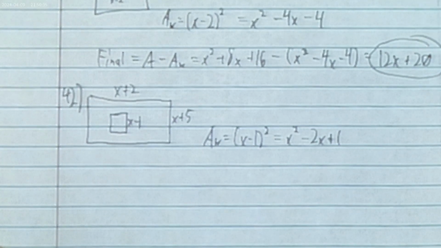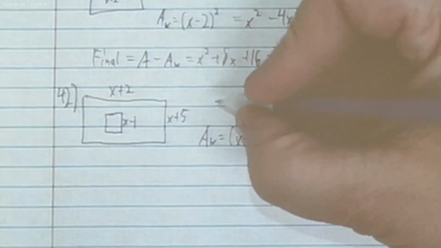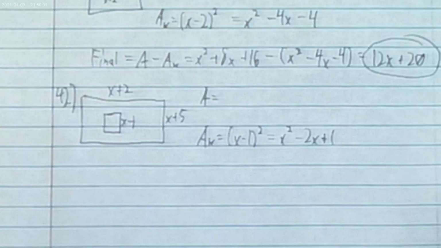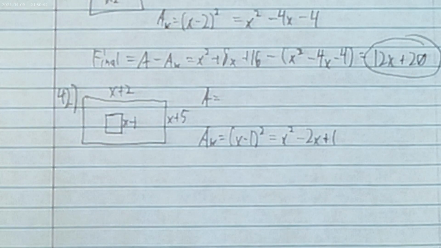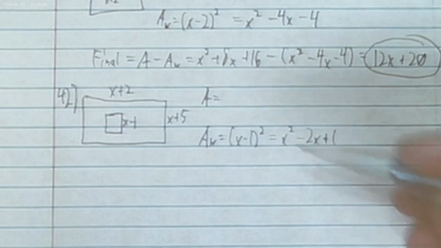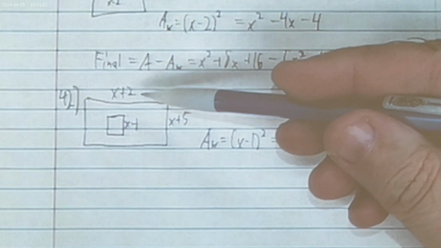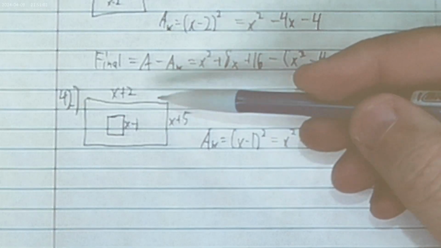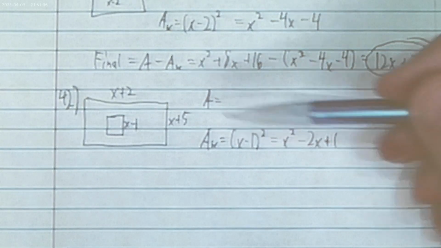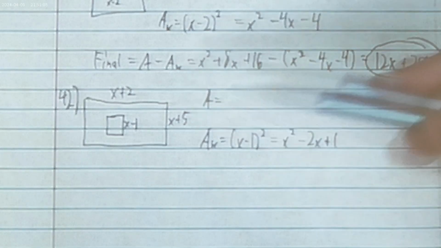The area of the outside is a little bit trickier. With a square, the area is the side times the side, since the sides are all equal. With any other quadrilateral, you have to multiply the length times the width. That's why we're given two different numbers here. So the area of the rectangle is x plus 2 times x plus 5.